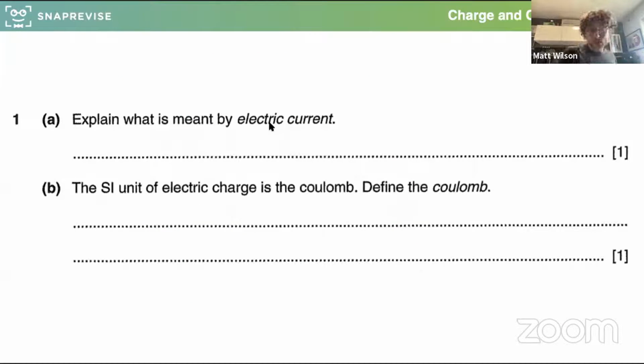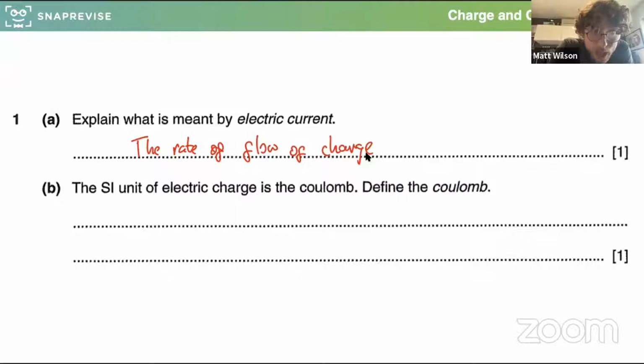In this first question, we're asked to define what is meant by electric current. This is something I've already given you directly, so let's just talk about it. It is the rate of flow, or transfer would have been fine here too, remember? The rate of flow of charge. Nice, quick, easy mark. We love it.